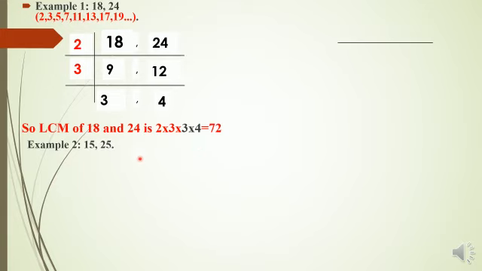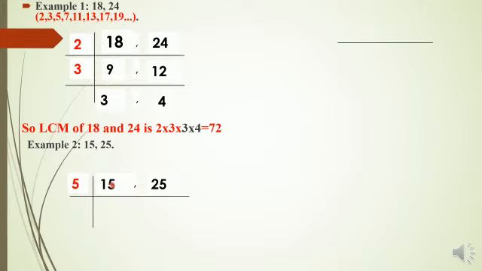Second question, find the LCM of 15 and 25. Let us write 15 and 25 together in a line separated by comma. Is it divisible by 2? No, because it ends with 5. Is it divisible by 3? Yes, 15 is divisible by 3, but 25 is not divisible by 3. Then go for next prime number, that is 5. 15 and 25 both are divisible by 5.